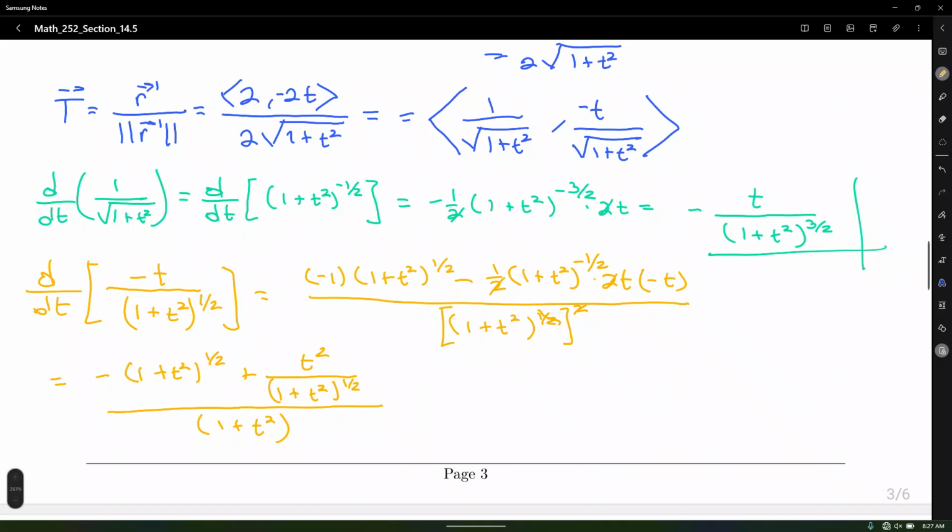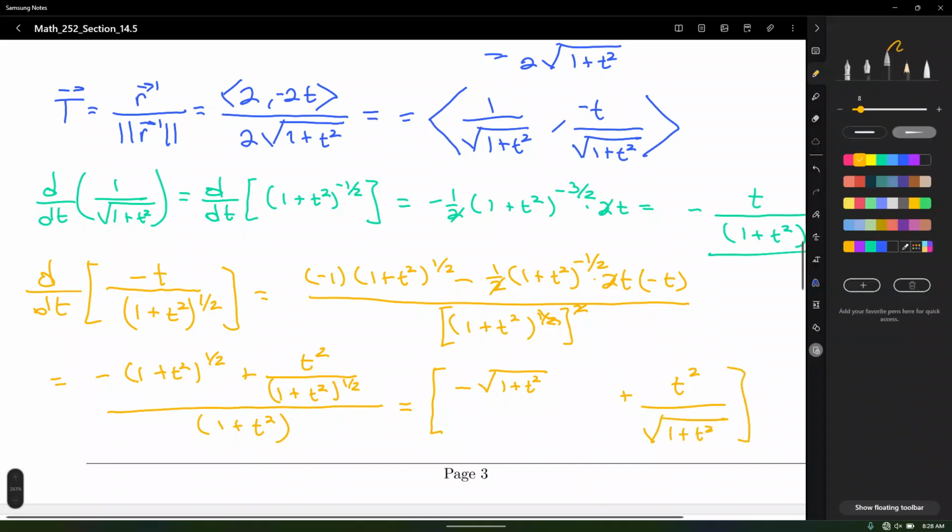And also I'm going to change those rational exponents back to radicals, and I'm going to use a different notation for this so it's easier to read. I'm just going to write the numerator: negative square root of 1 plus t squared. And I'm going to leave a space, I'll show you why. That is plus t squared over the square root of 1 plus t squared.